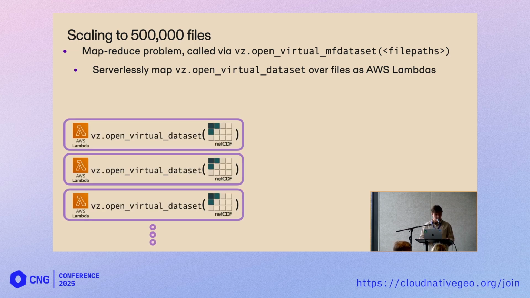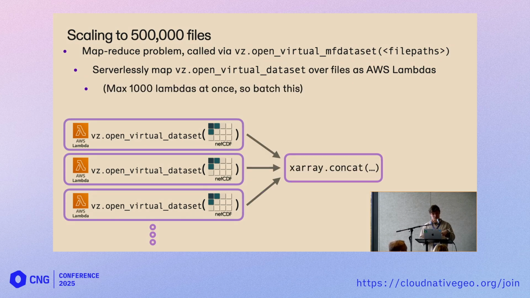So here are all my Lambda functions spinning up. Each one runs one open virtual dataset call on one NetCDF file or one other type of file. And then they all produce these little chunk references, which are millions of times smaller than the actual chunks. Which means you can send them all back to the coordination node, where the concatenation operation is performed. And because these are so small, you can actually just send them back to your laptop, and it works fine. And then once you've got that all aggregated together, you can write the references into IceChunk.